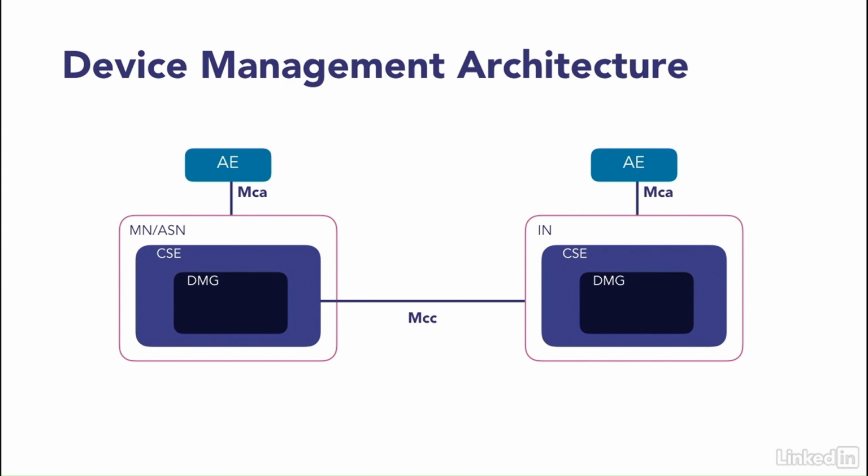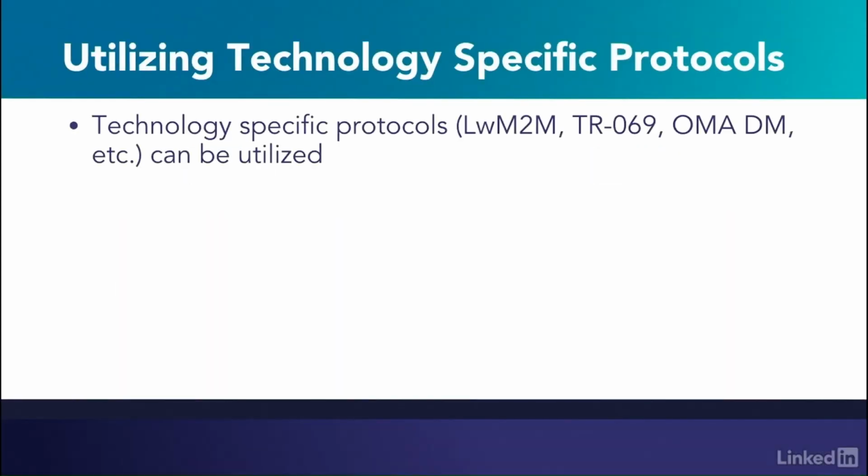In this diagram, we can see that the oneM2M nodes involved in the device management are the infrastructure node and the middle node, or application service node. The device management common services function residing in the two nodes can interact with each other through the MCC reference point shown in the middle, where the application entities may invoke the services provided by the device management common services function through the MCA reference points. This architecture allows the utilization of technology-specific protocols such as LightweightM2M, TR069, and OMA DM, etc.